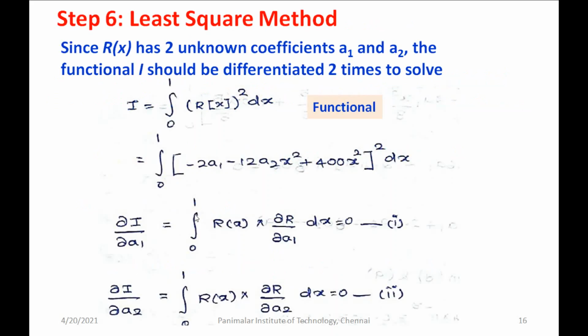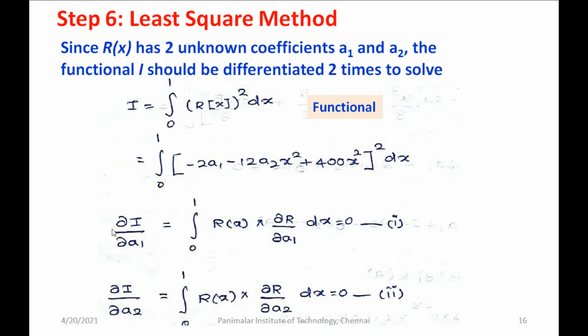Now we have two unknowns, a1 and a2, in this example. So first we will get the functional. I is equal to the integral over 0 to 1, that is the domain, of r of x whole square dx. Okay, now integral 0 to 1, substitute the r of x value, whole square, dx.